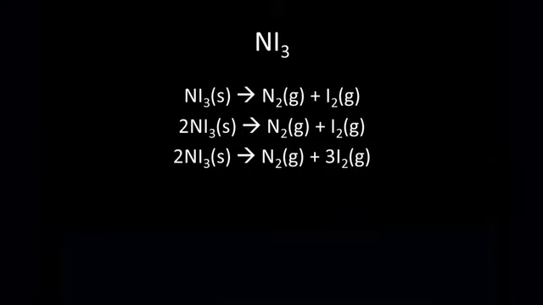Now, before moving on to the next equation, always be sure to check your work. Everything should be balanced. 2 nitrogens, 2 nitrogens. 6 iodine, 6 iodine. This is a balanced equation.